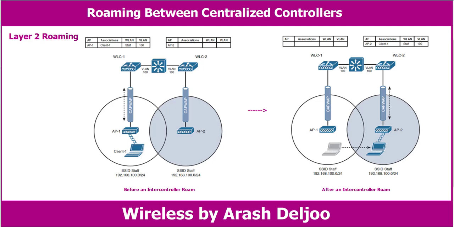In this video, I'm going to talk about roaming between centralized controllers. As a wireless network grows, one controller might not suffice. When two or more controllers support the APs in an enterprise, the APs can be distributed across them.